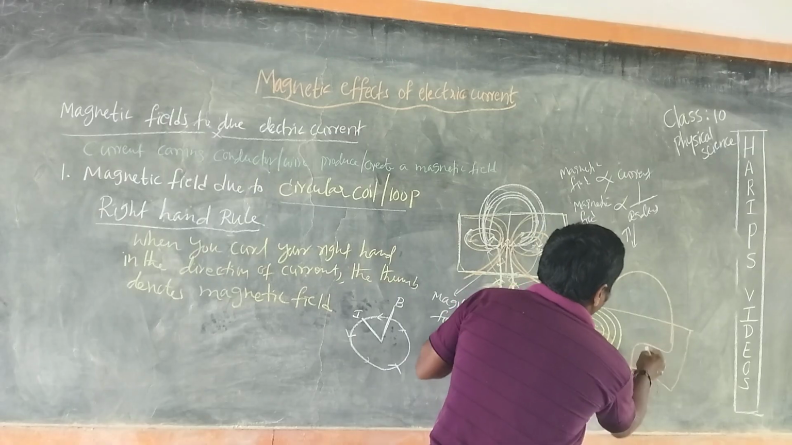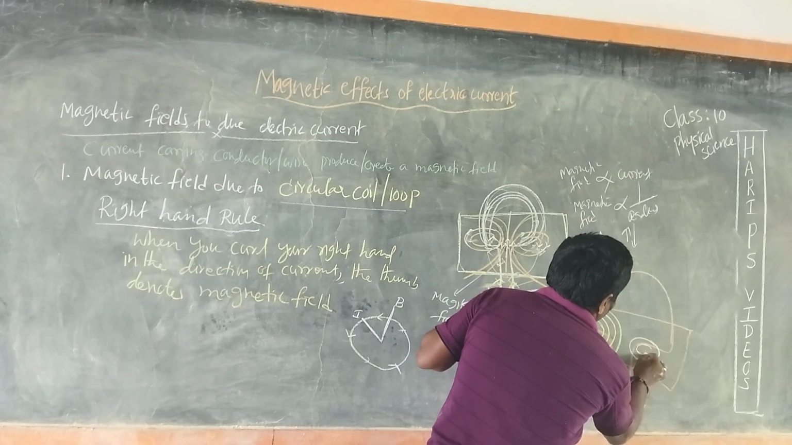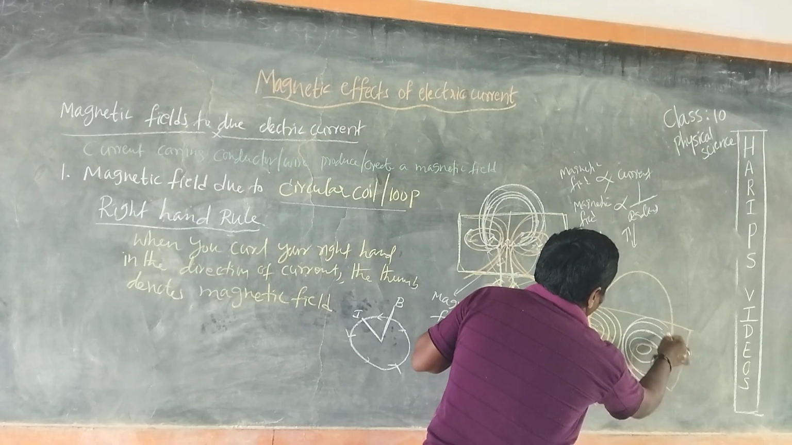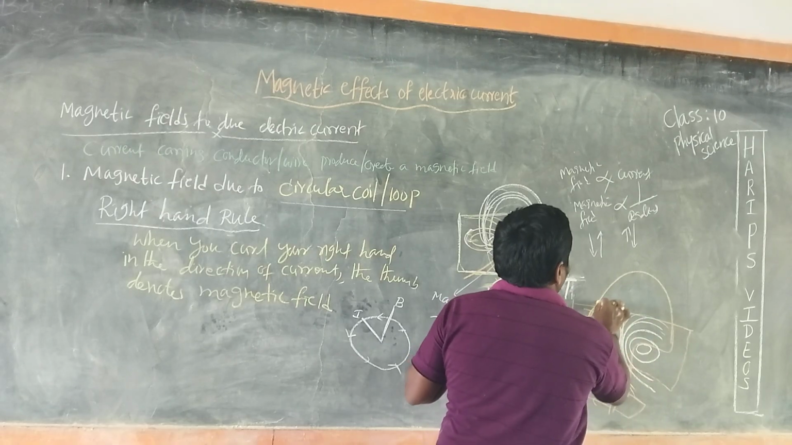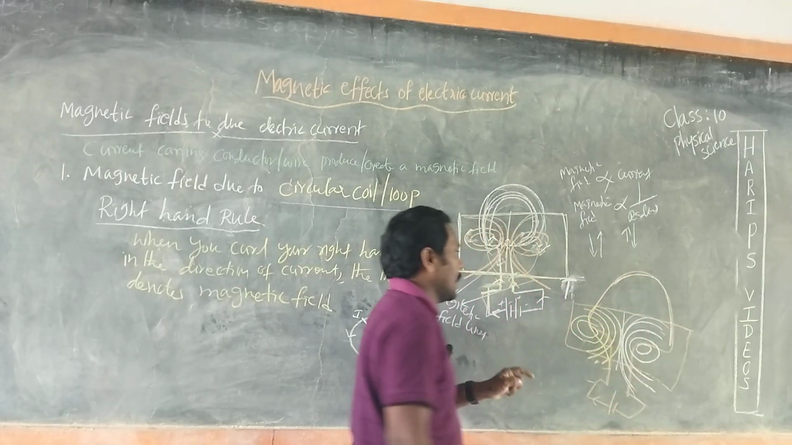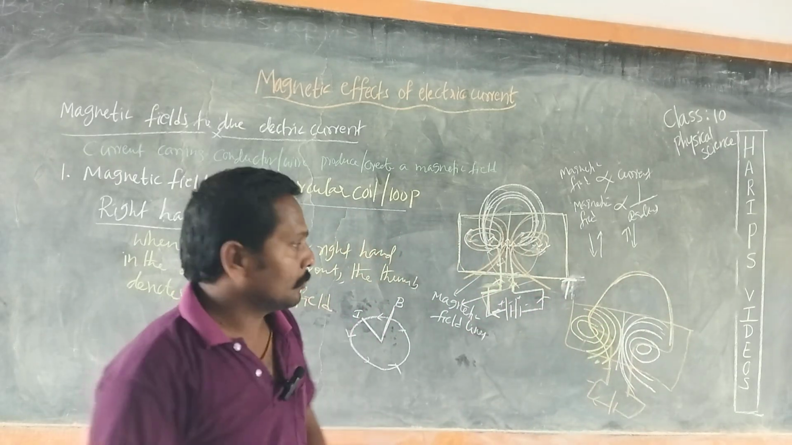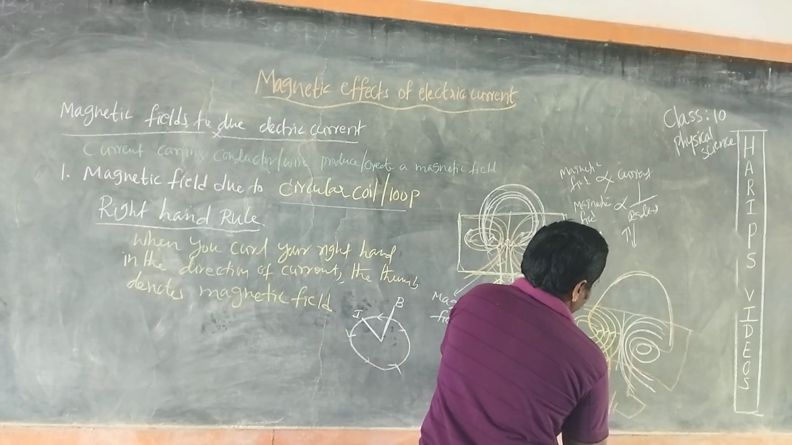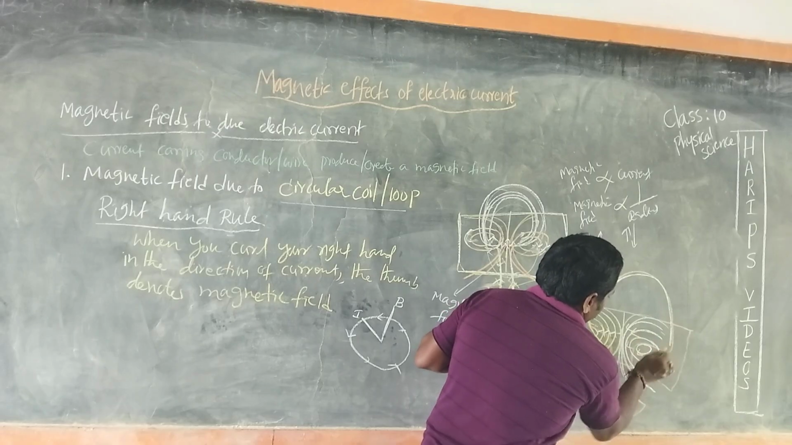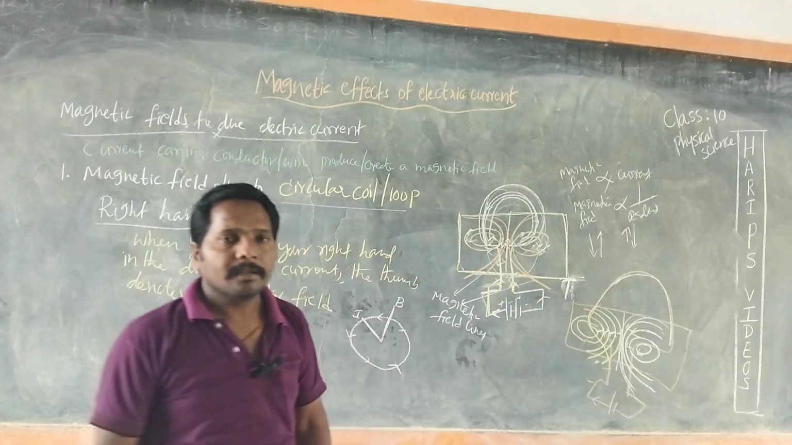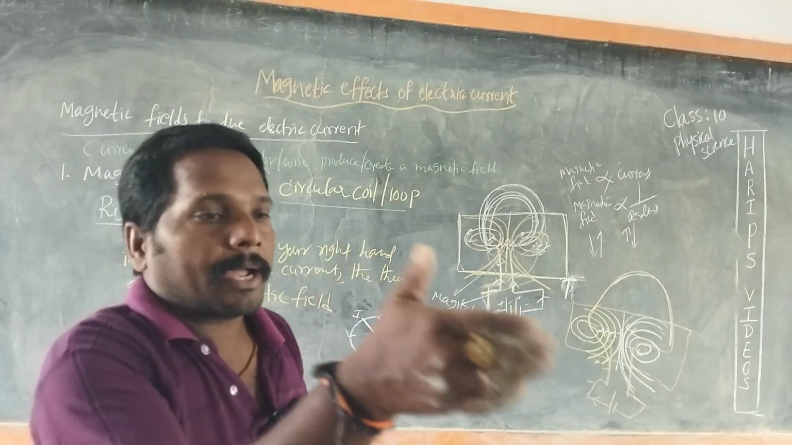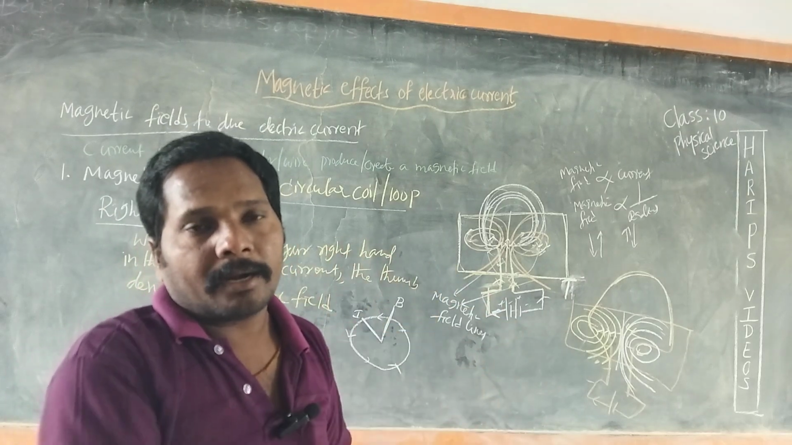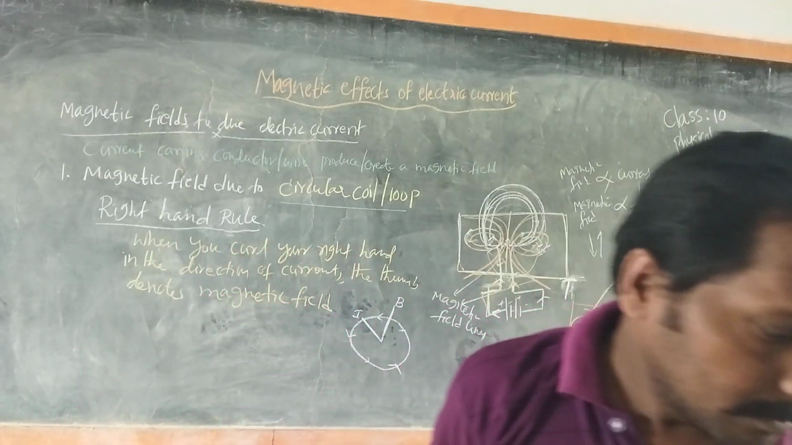So similarly, the magnetic field line is formed in a loop. In the case of a single turn, this is the direction of the magnetic field. This is the current direction, and this is the magnetic field direction. Right?